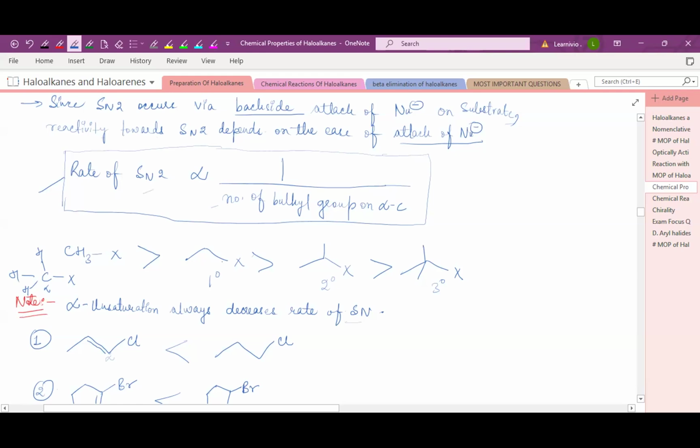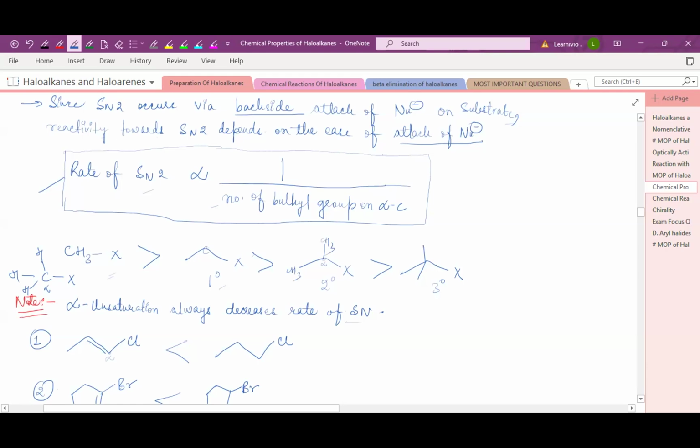Now see this. Here on the alpha carbon only one CH3 group is attached, and CH3 is a bulky group. One CH3 group is present, so its reactivity will be less as compared to this. Next, यहाँ पे देखो, the halogen atom is attached to this carbon, so this is the alpha carbon, and there are two methyl groups, 2 CH3 groups. तो here 2 CH3 groups हैं, यहाँ पे 3 CH3 groups हैं.